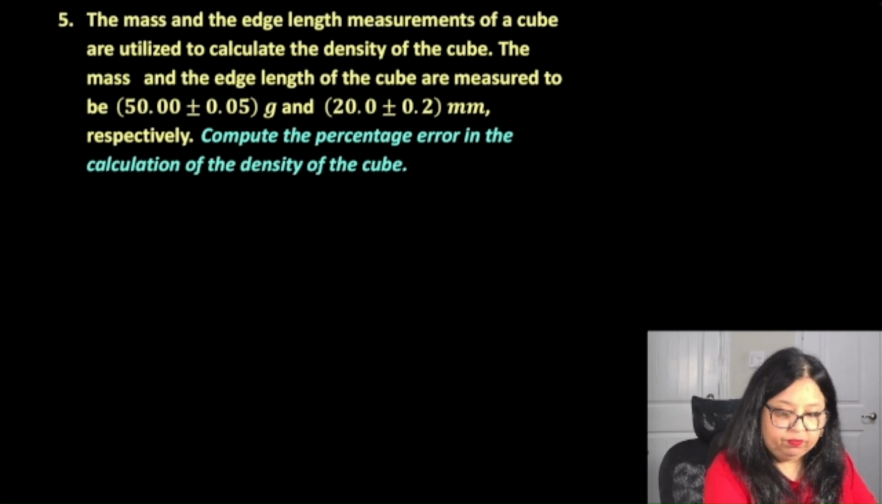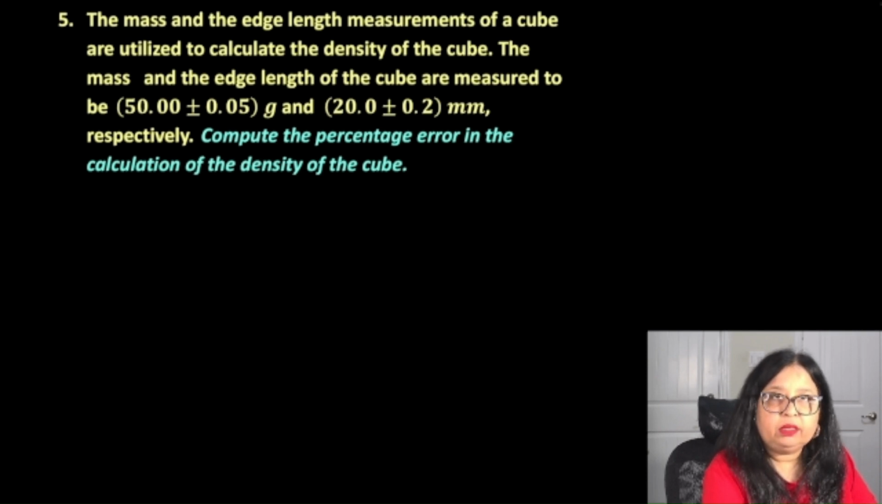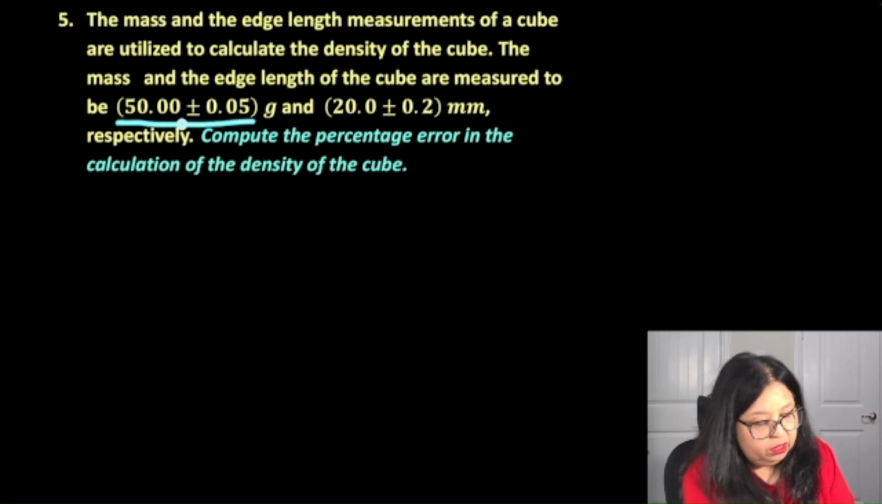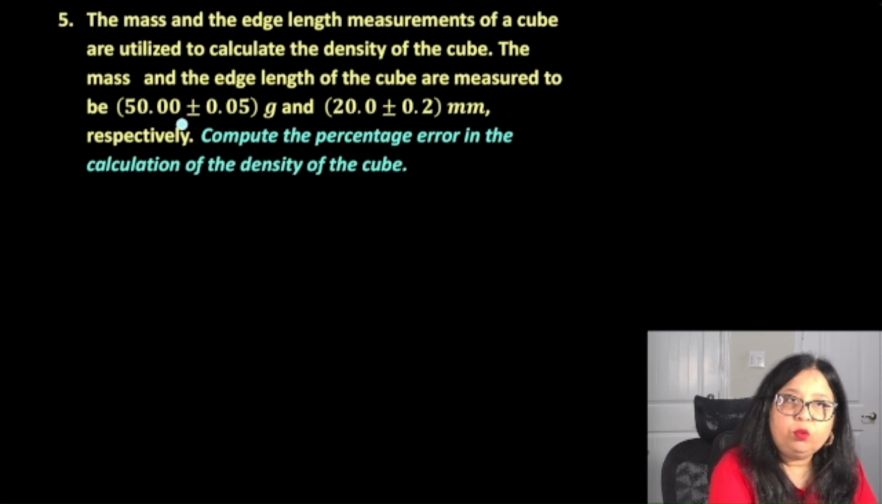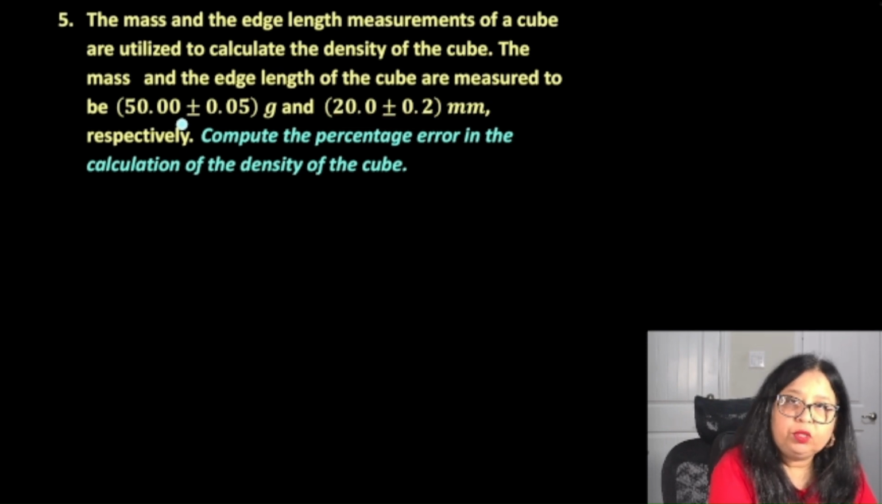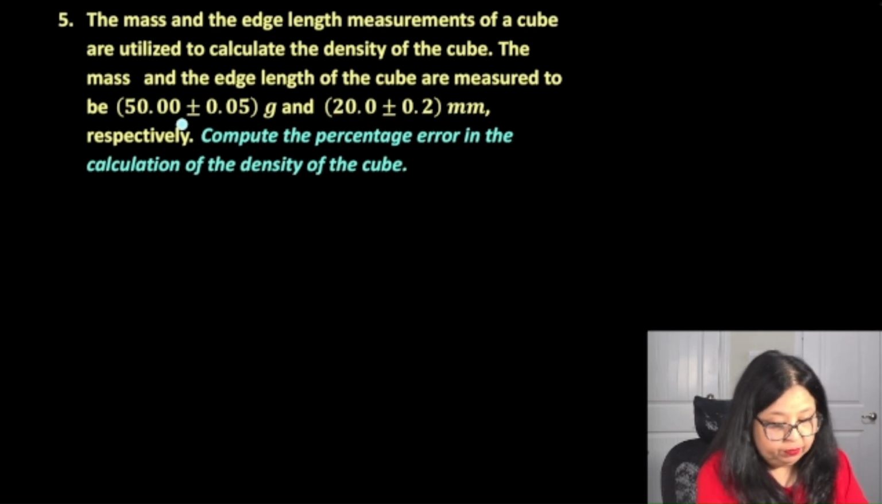Problem number 5. The mass and the edge length measurements of a cube are utilized to calculate the density of the cube. The mass and the edge length of the cube are measured to be 50.00 plus minus 0.05 grams and 20.0 plus minus 0.2 millimeters respectively.